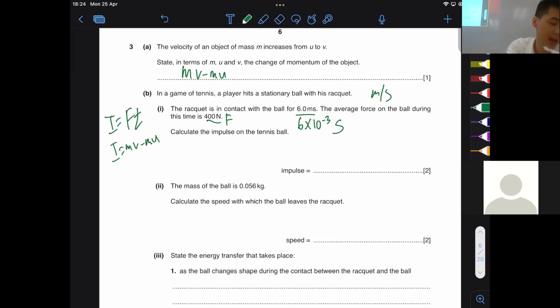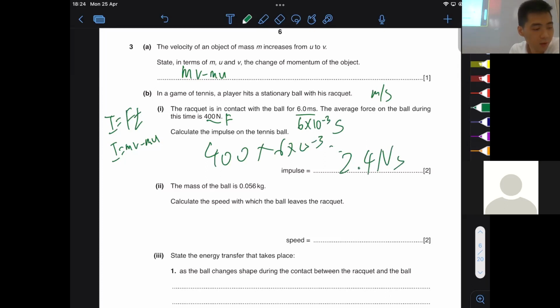Okay, so from here, just times 400 by 6 times 10 to the power of -3. Press that in the calculator, you'll get 2.4. Sorry, say that again? Or m bracket v minus u. Yeah, it's the same thing.